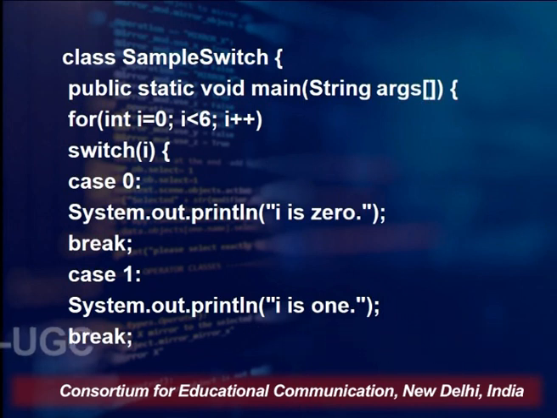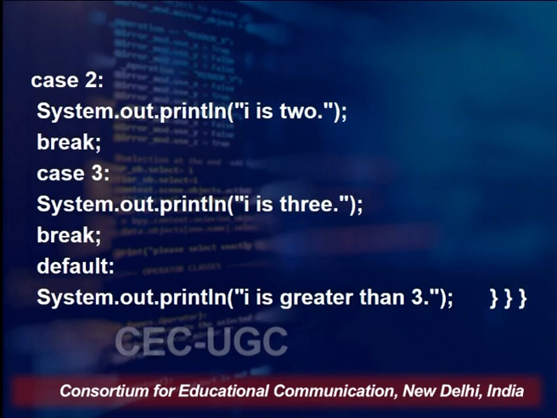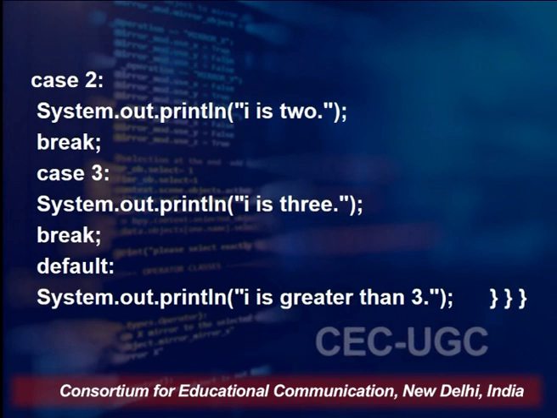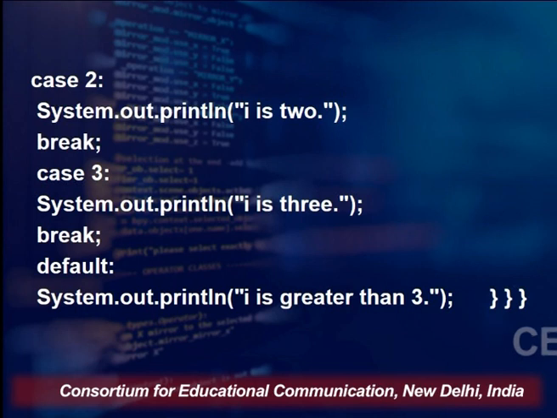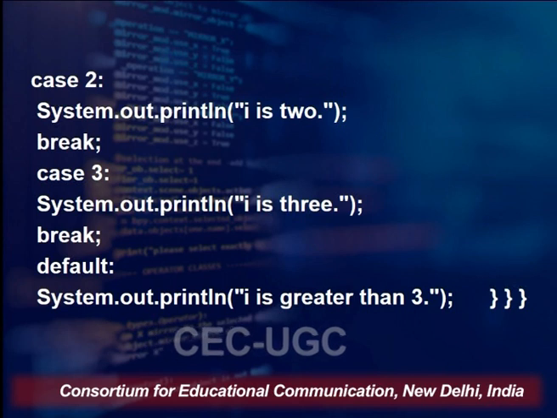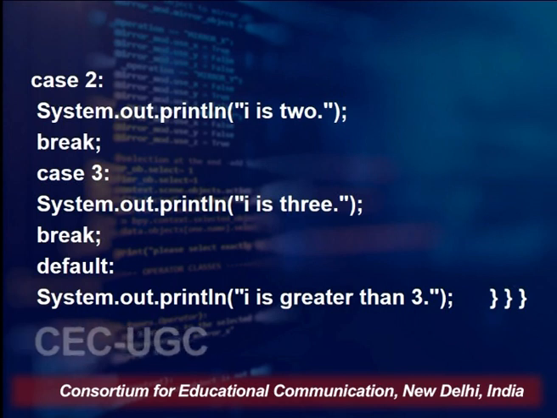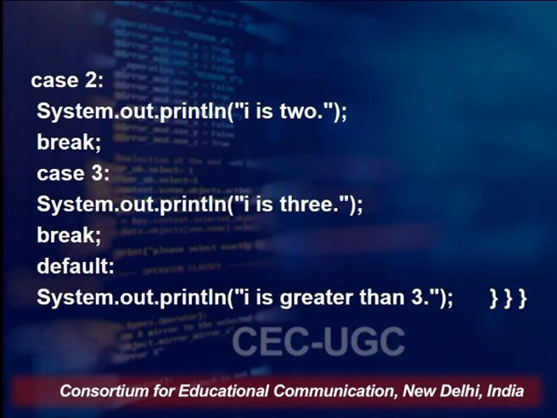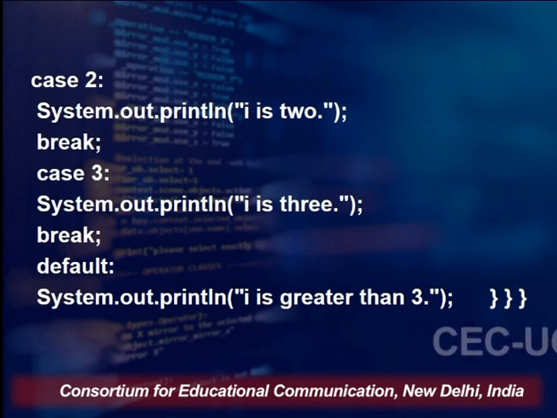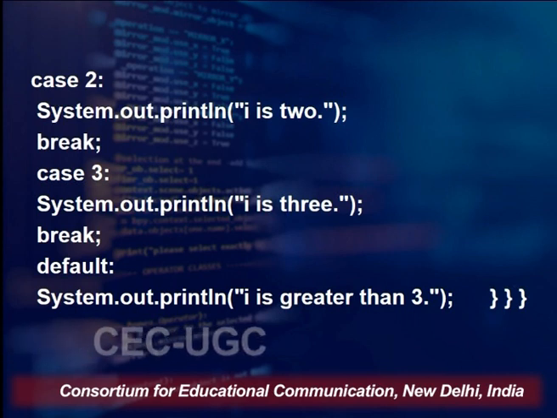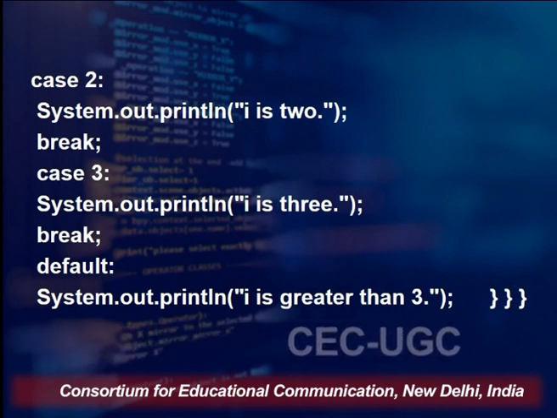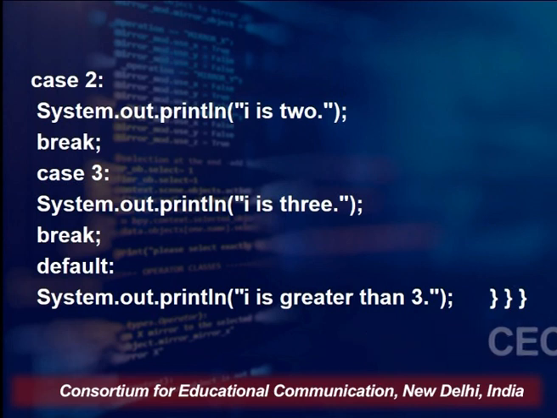Then for i equals 2, the case statement prints i is 2, then for 3 it is i is 3, and so on and so forth. This will keep on going till the value of i is 0, 1, 2 and 3. So these 4 statements will be printed because this switch statement is inside a loop. For each iteration of the loop, this switch is going to be executed once, either for i is 0, or i is 1, or for 2 or for 3.